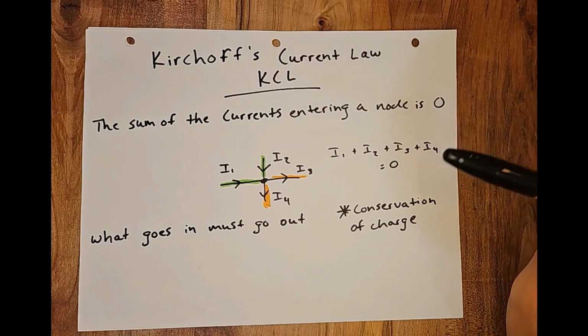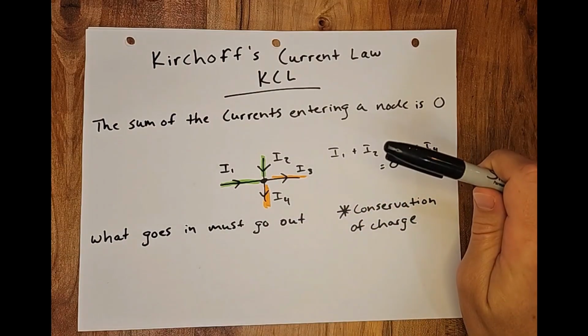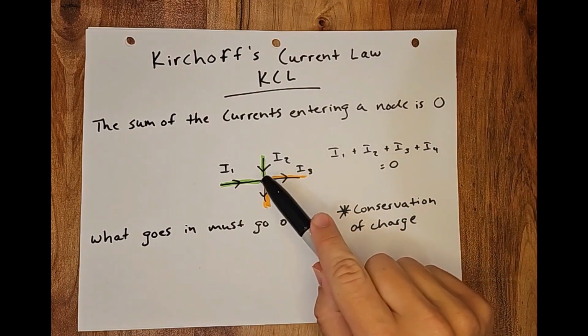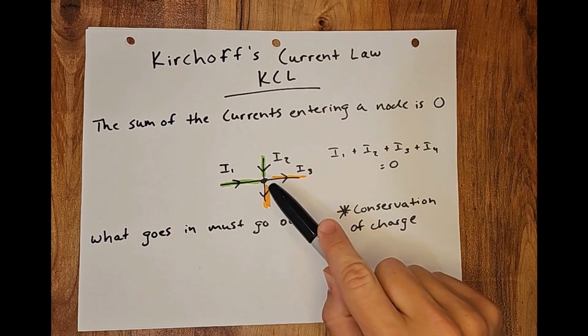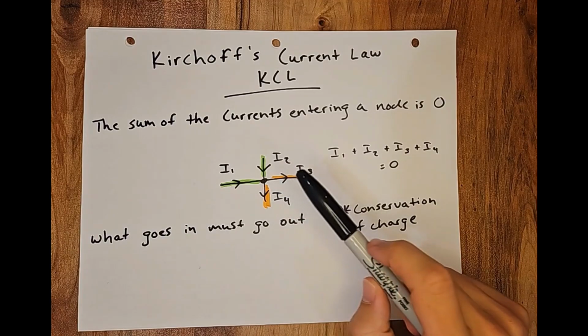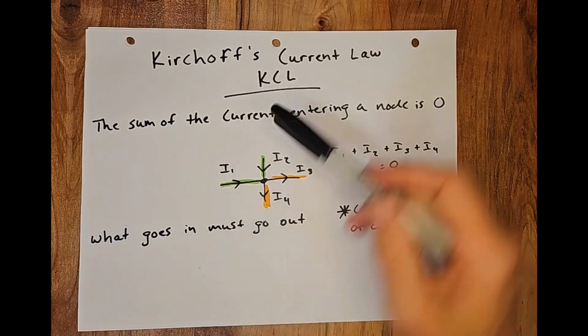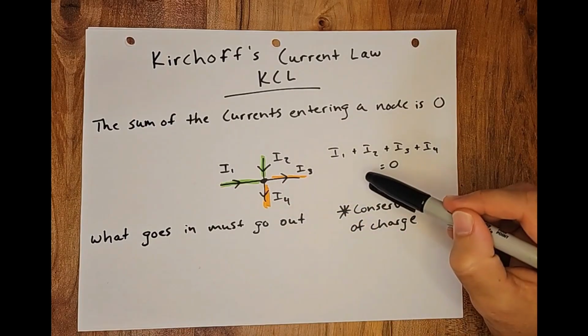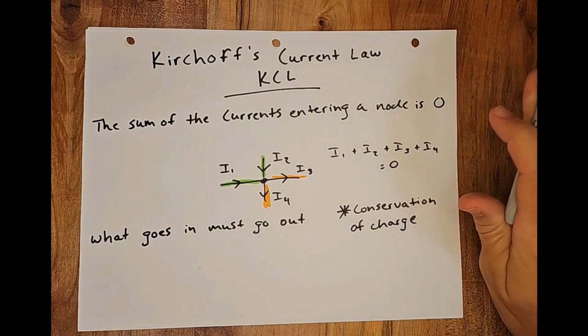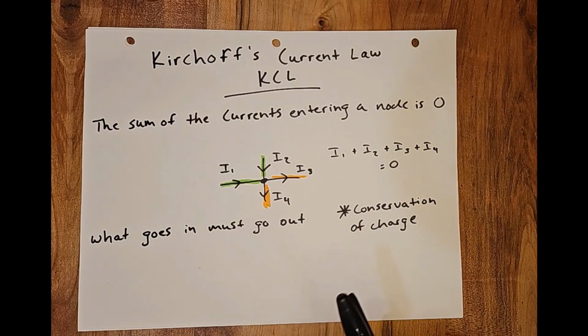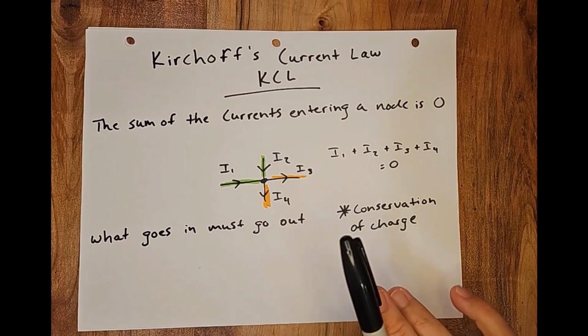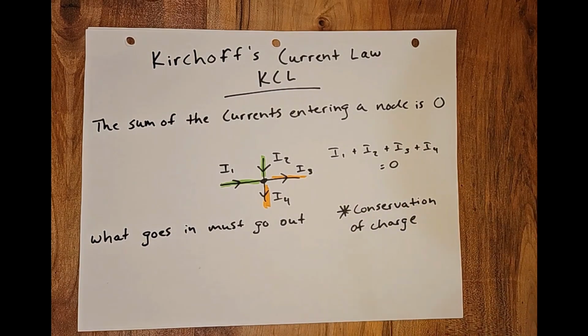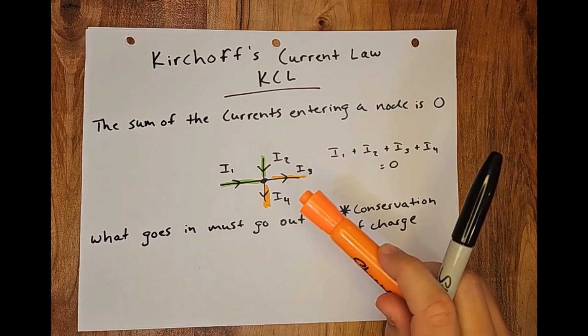Just remember, no matter how complicated something looks, what's going into a node must come out of the node; it must be the same. If you have a total of 10 amps flowing in towards this node, you have to have 10 amps coming out. And that's it. It is that simple, and you can use that as a serious tool for any of your network problems. With that said, let's do some practice problems.